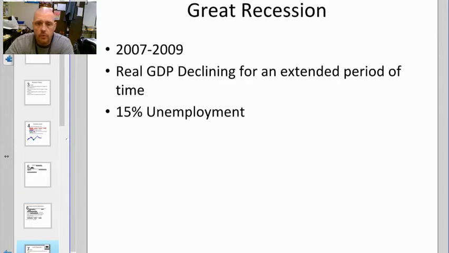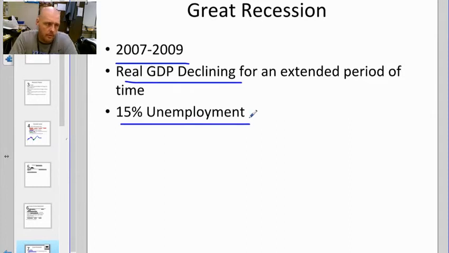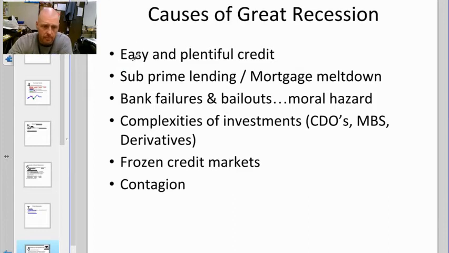Now we look at the most recent time where we could call something a recession, and this is what was called the Great Recession. This was 2007 to 2009. We're talking probably 18 months of declining real GDP. We have 15% unemployment. This was primarily created, again, by easy and plentiful credit, people getting overextended. Subprime lending was part of it. The mortgage meltdown was part of it.